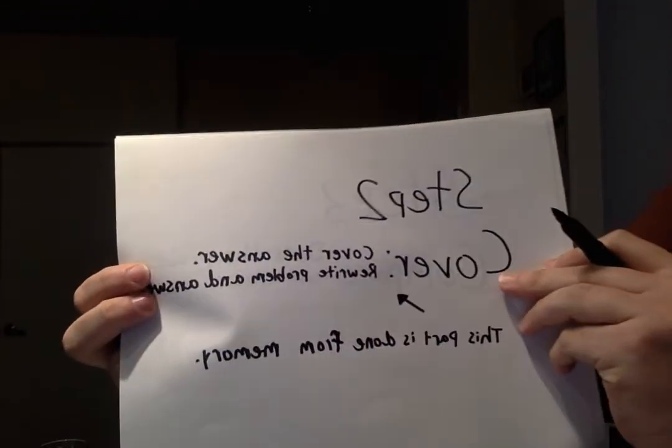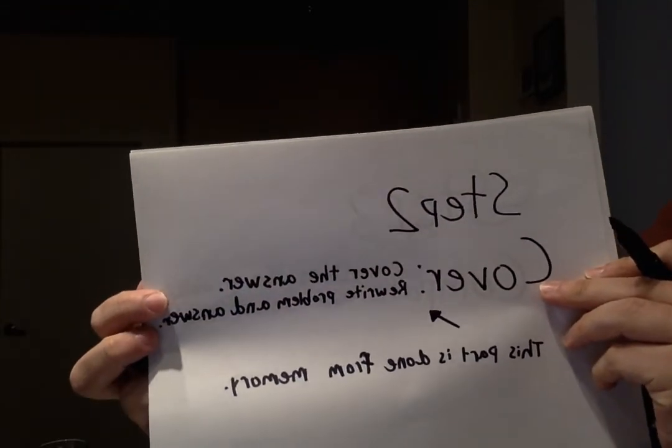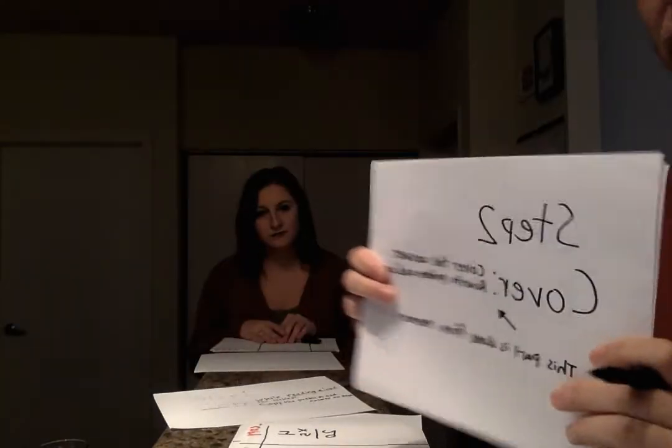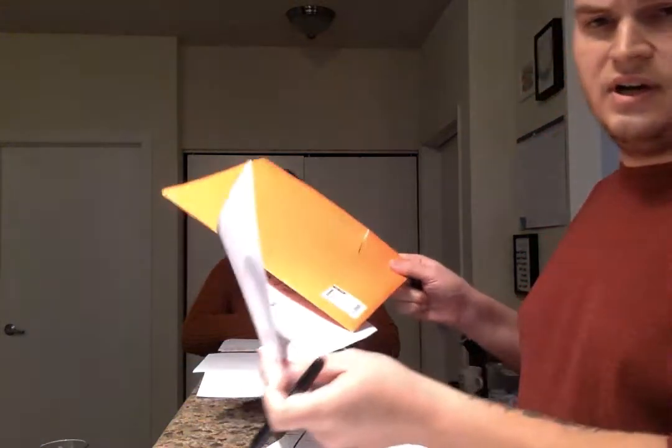So what you're going to do is cover the answer, then rewrite the problem and the answer. So this part is done from memory. So what I'm going to do is I'm going to take something, it could be an envelope, it could be whatever you want to use, and block the word or the problem. So as you can see, the problem would be covered like this. So now what I need to do is I need to use my memory and rewrite what the problem is. So my problem was 4 times 5. So 4 times 5 was 20. Okay, so I covered and I wrote my answer.